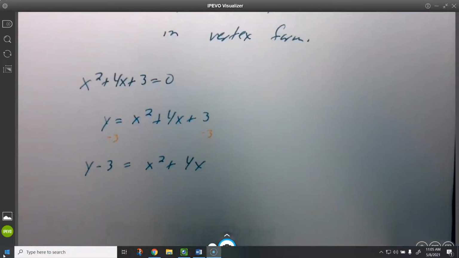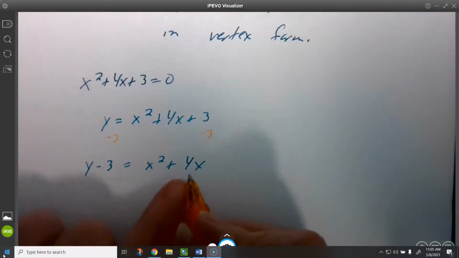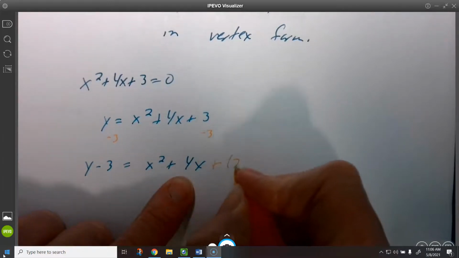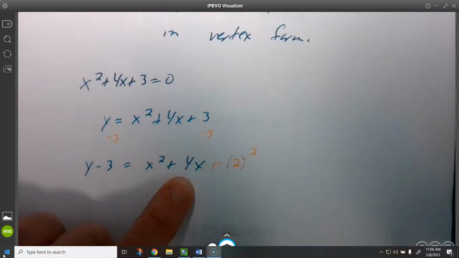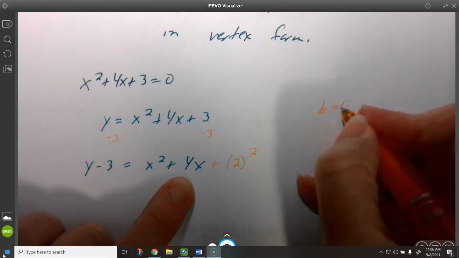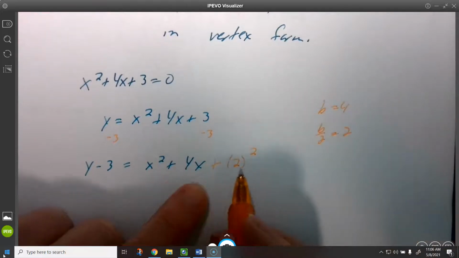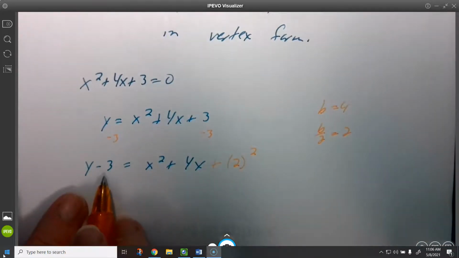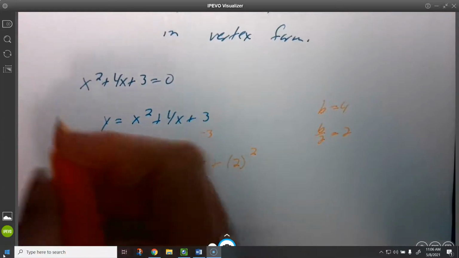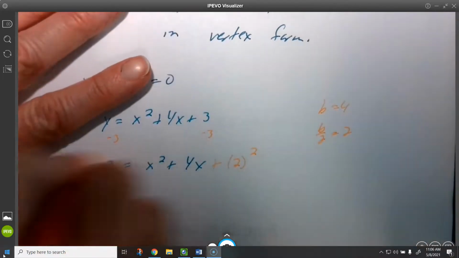Okay? Now what I'm going to do is the same thing we've been doing. I am going to take half of 4. Half of 4 is 2, and I'm going to square it, because remember, b is 4, I take half of b, b over 2 is 2, and I'm going to square it. Well, whatever I do to one side, I have to do to the other side, so I'm going to add 4 to this side. I didn't leave room.